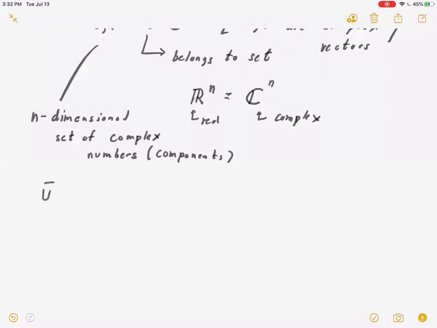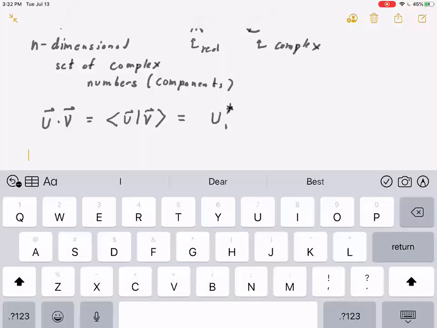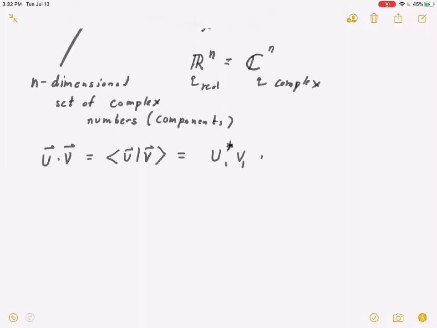So what does that mean? Well, I can take the dot product of U with V, and I know how to do that now. I have to remember that I want the norm of any complex vector to be real. So to ensure that that's what's happening, I have to use my trick of taking the complex conjugate of the first component. And now I go all the way up to n.